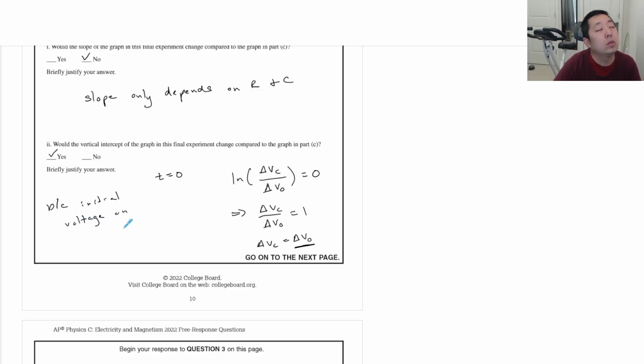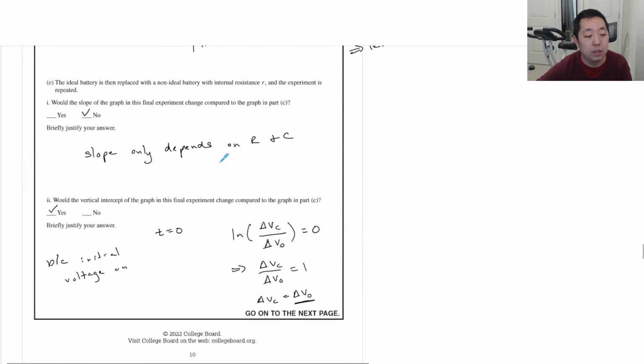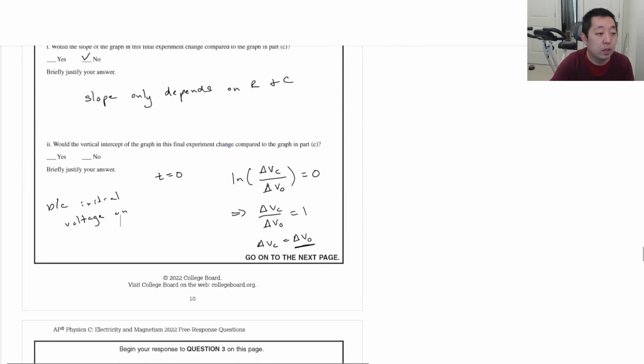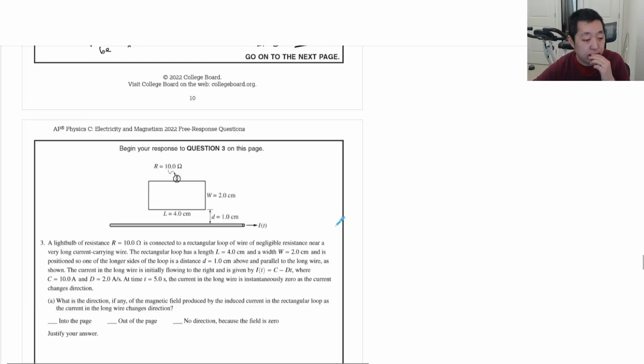Oh, would the initial voltage on the capacitor change? Let me look at the picture. Let me look at our circuit. We put an initial resistor right here in series. No, actually, sorry, I take that back. No, the initial voltage on the capacitor wouldn't change because, again, still no current would flow, so the voltage that the capacitor sees is still unchanged. So I would say no. The initial voltage on the capacitor would be the same. So this value here would still be true. Okay, last one.